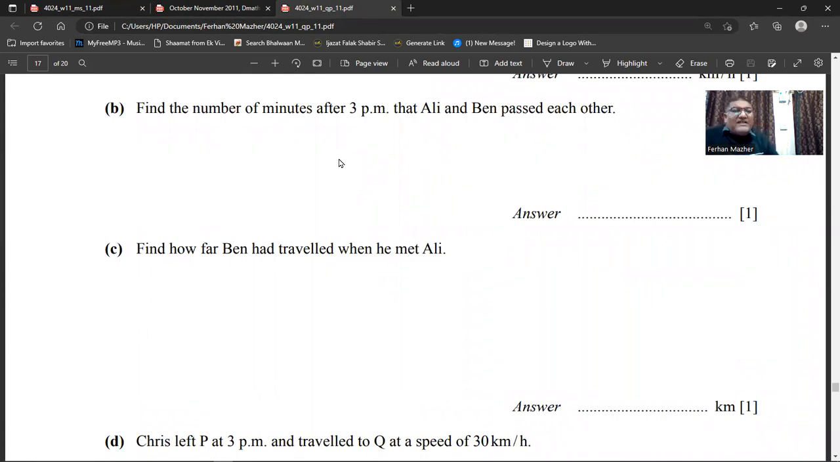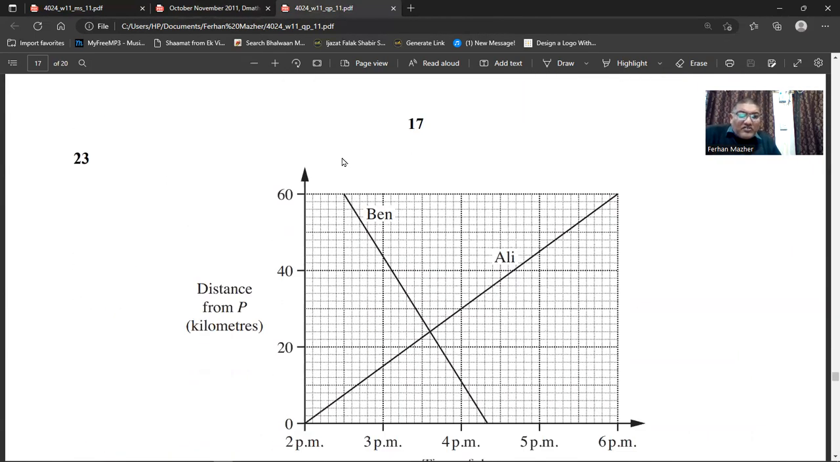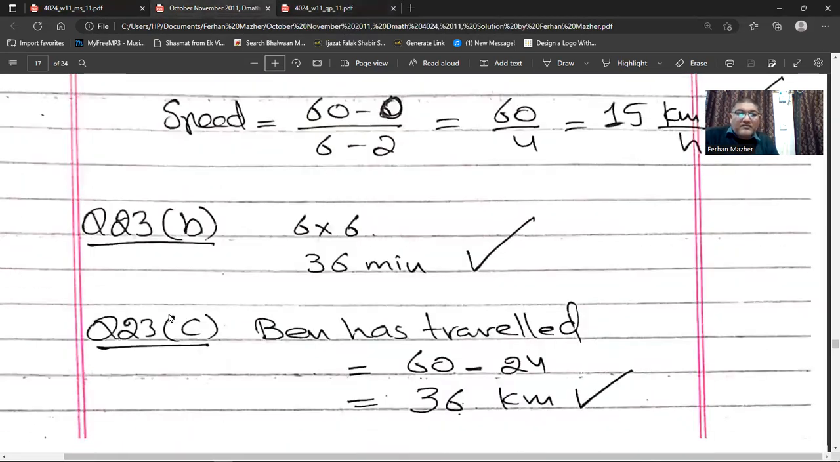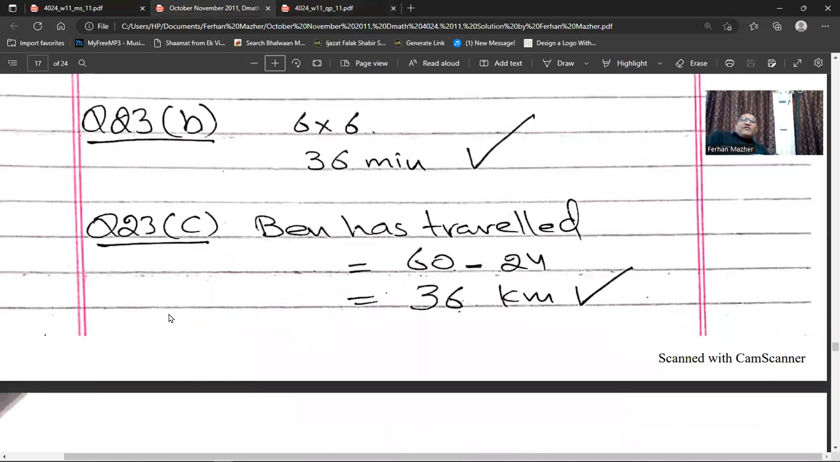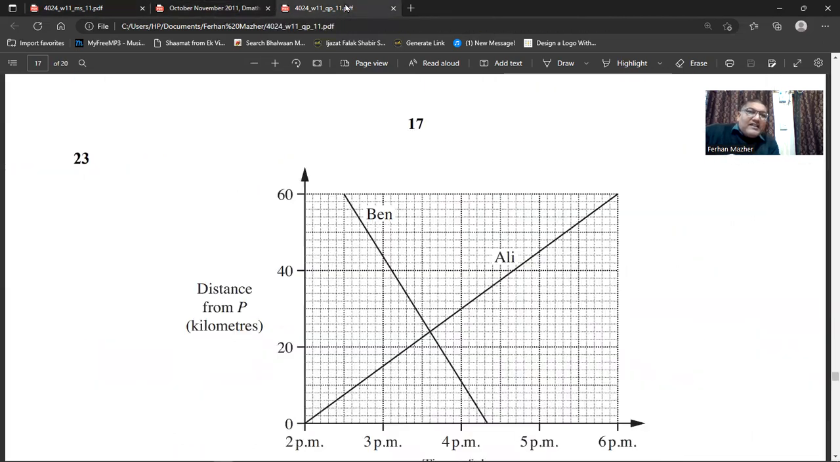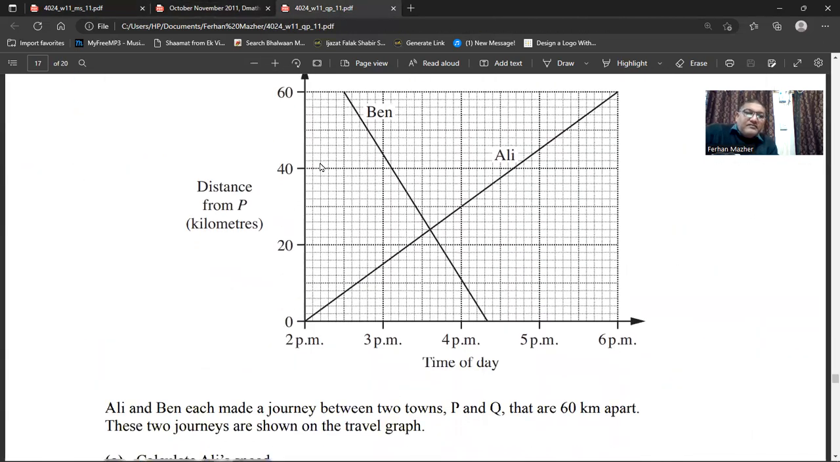Find how far Ben had traveled when he met Ali. So Ben is coming from here, and they met. This is, I think, 24. But Ben has come from that point, so 60 minus 24. So that will be 36 kilometers.